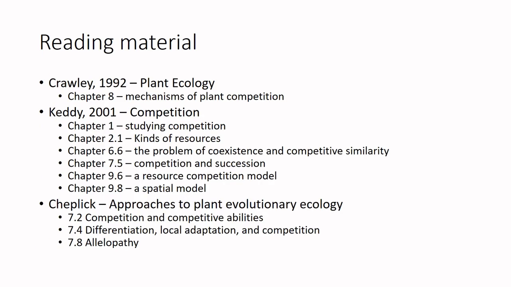This looks like a very long list of reading material, but actually it is not. I will put the PDFs of all of these chapters in the Microsoft Teams group. This is one chapter from a book called Plant Ecology that is a little bit older edition, but it is very well written. I like it very much. These here are sub-chapters of another book about competition in general, so animals and plants and other types of organisms. And these here, 2.1, 6.6, is just 2 pages. So there is a lot in the list, but it is not very long reading. And this is yet another good book for plant evolutionary ecology, where I also have a few things for you to read.